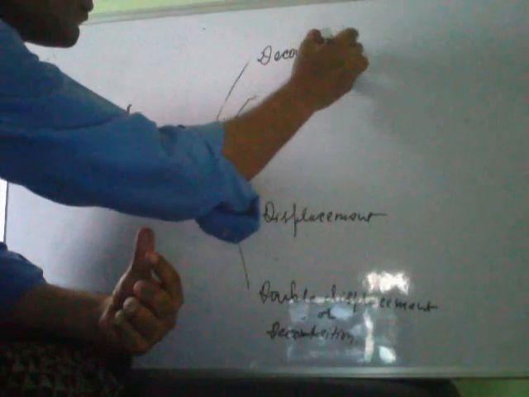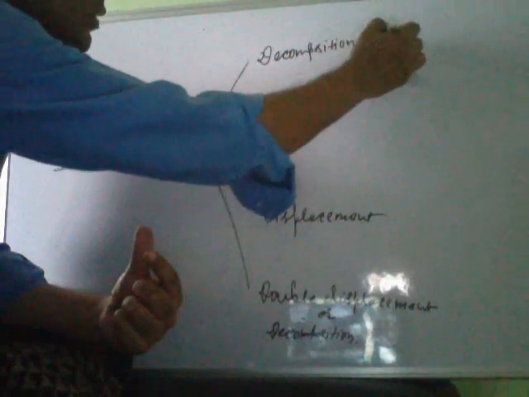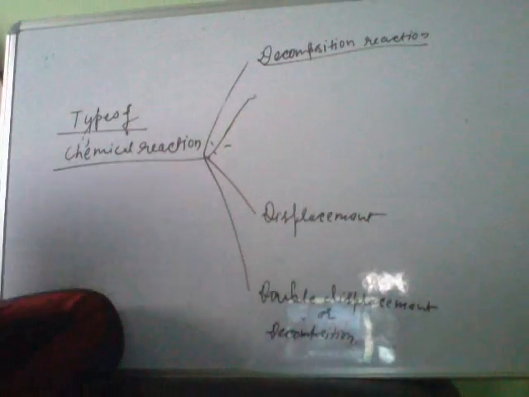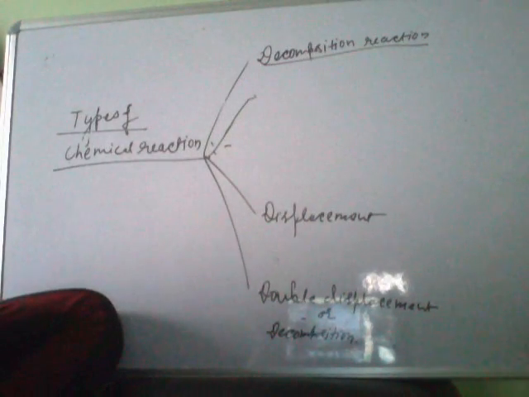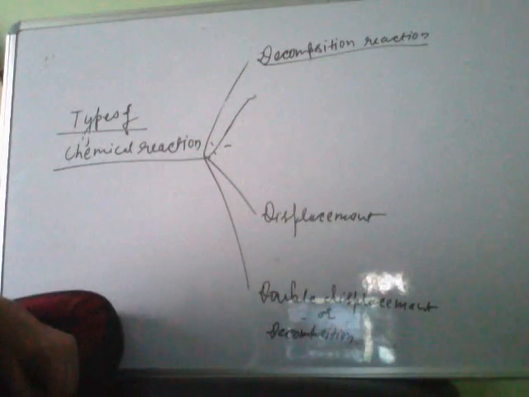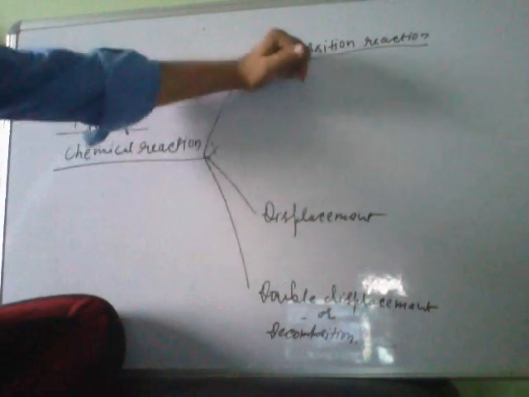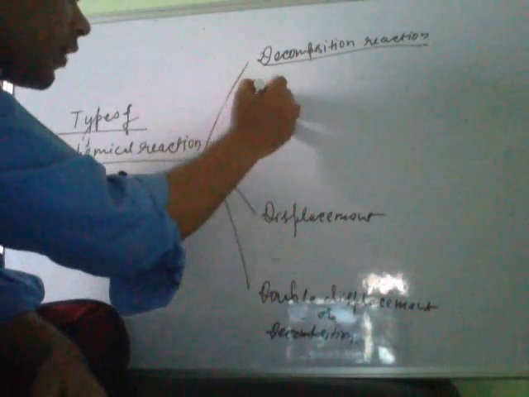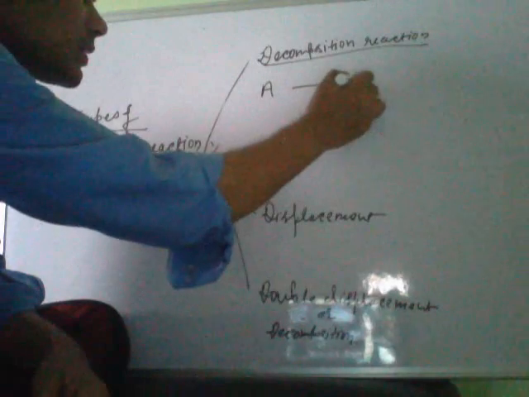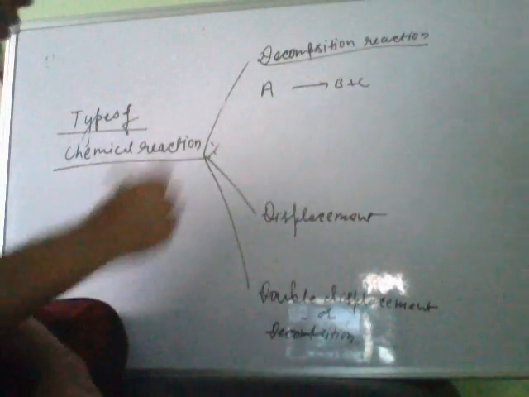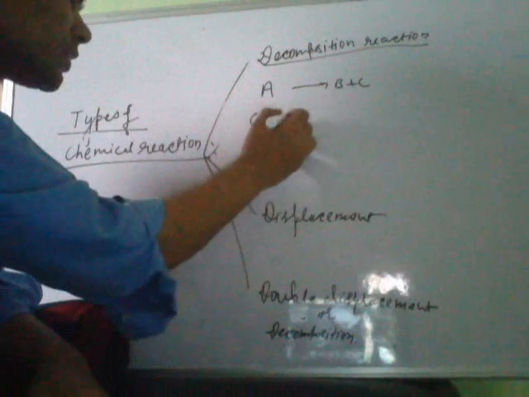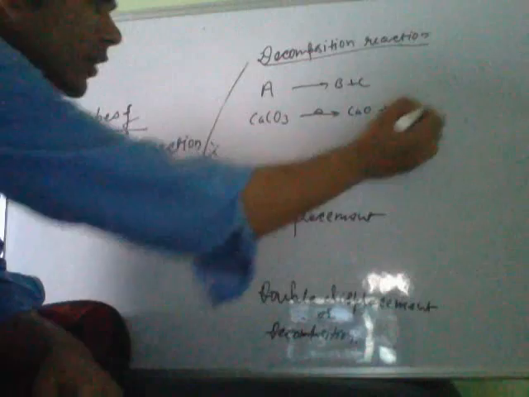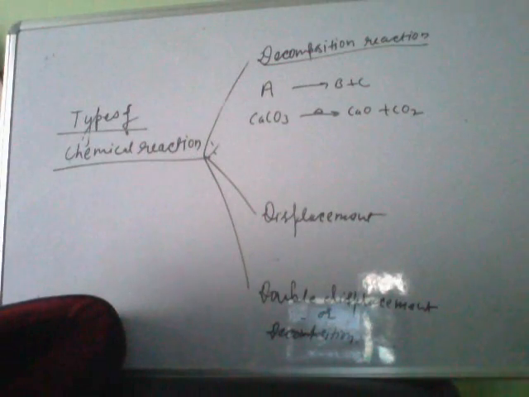Decomposition reaction. What could be the decomposition reaction? We have to understand it literally. If we have a bigger molecule and it gives smaller molecules, that is known as a decomposition reaction. If you have A, it gives B plus C. So this would become the decomposition reaction. Suppose you have CaCO3, it is decomposed, so it will give CaO plus CO2, right?